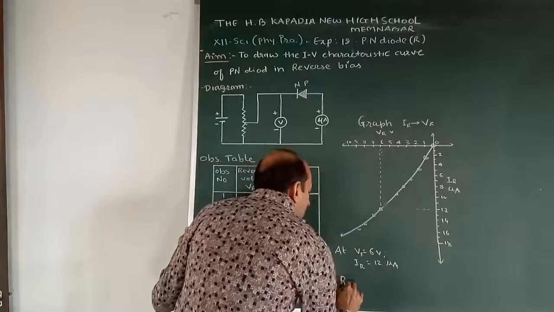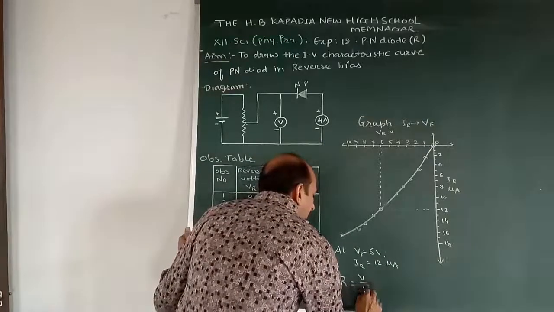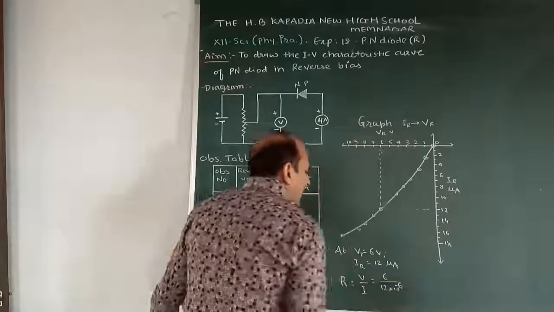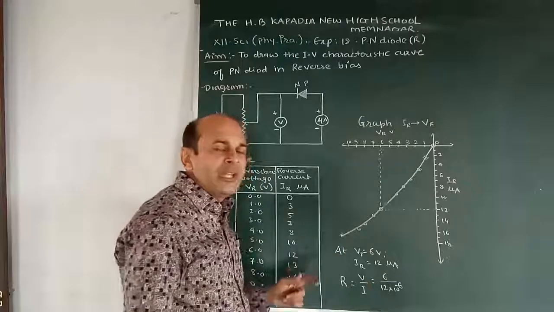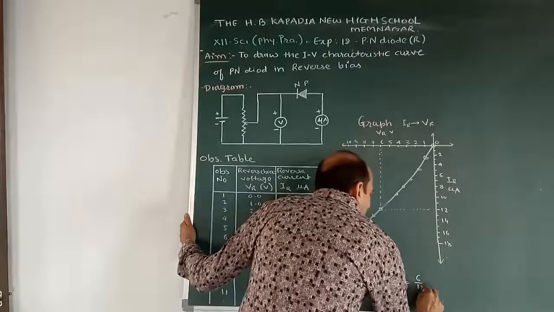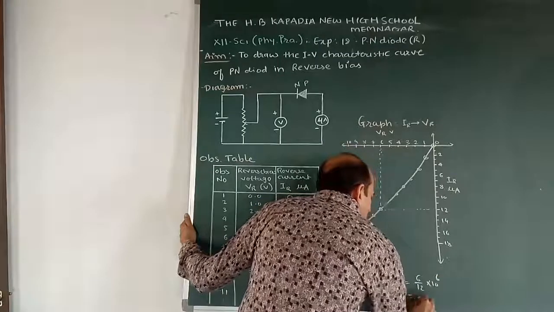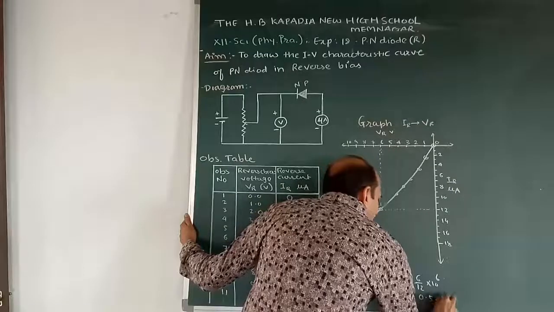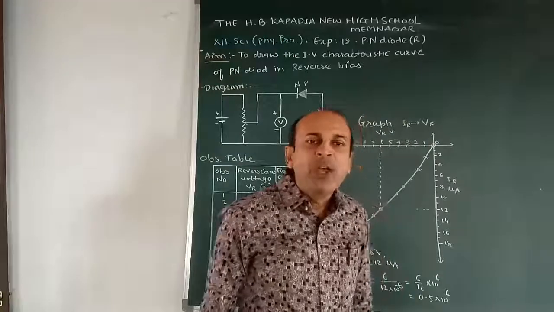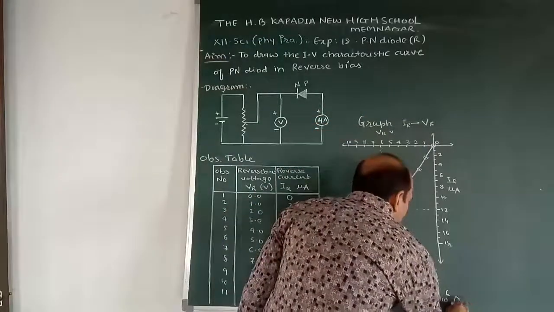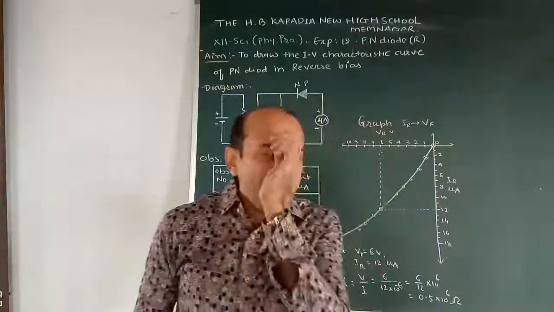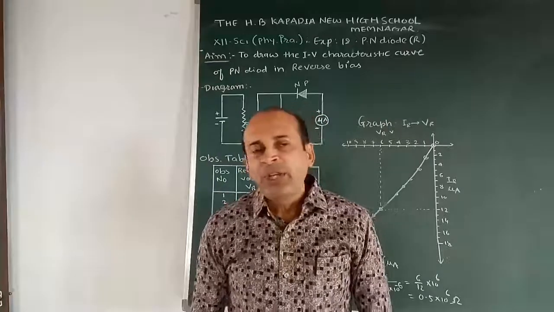So resistance is equal to V upon I. So V is 6 and I is 12 into 10 raised to minus 6. When 10 raised to minus 6 goes from the denominator to the numerator, it becomes plus. So 6 by 12 into 10 raised to plus 6, which is 0.5 into 10 raised to plus 6. You can say 5 into 10 raised to 5 ohm is the resistance of the PN diode in reverse bias. So in this way we can study the PN junction diode in reverse bias.